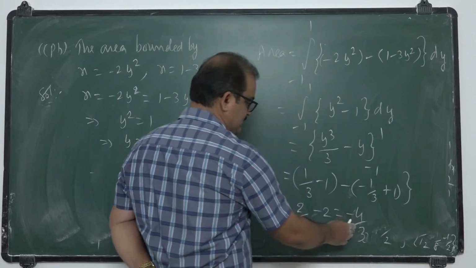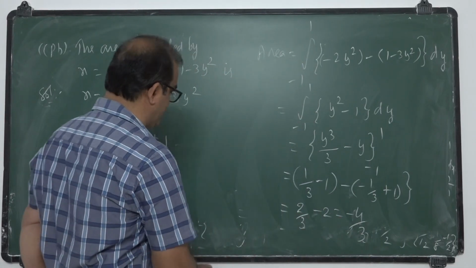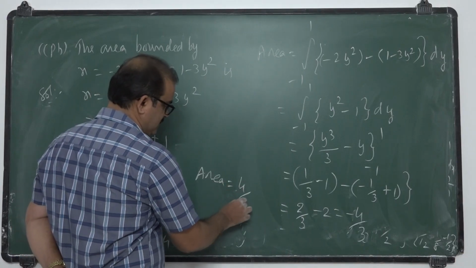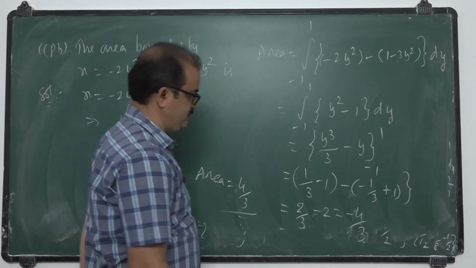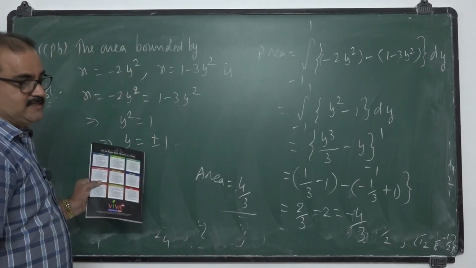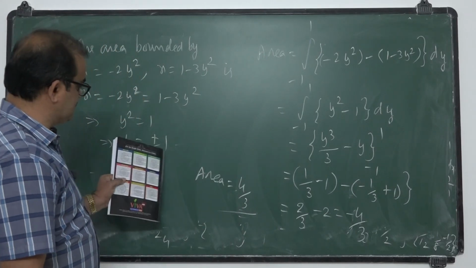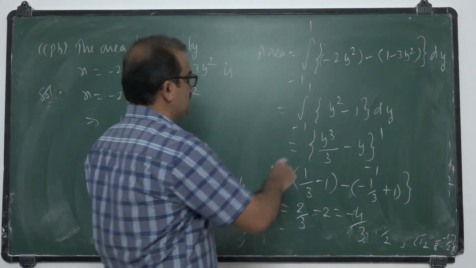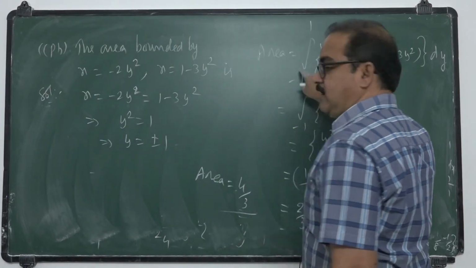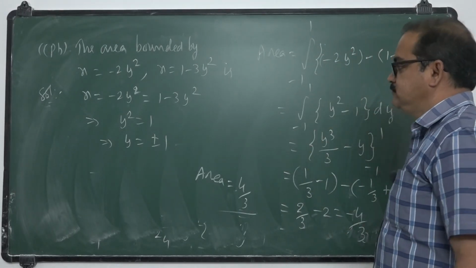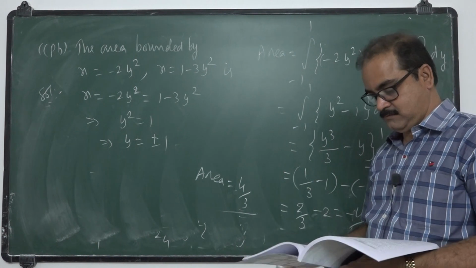But the area is taken as a positive quantity only. So area is equal to plus 4 by 3. Here you may consider either the x-axis or the y-axis. If you consider the y-axis, you write the limits of y and integrate with respect to y. Okay.